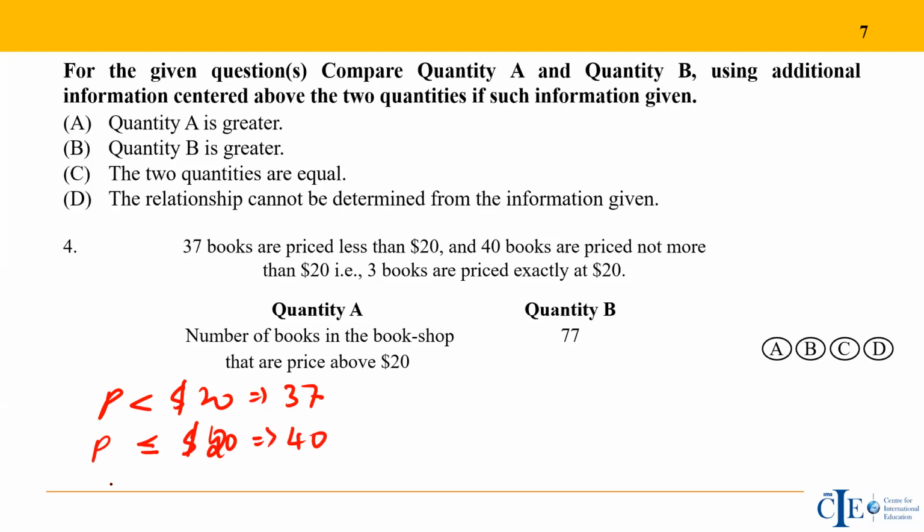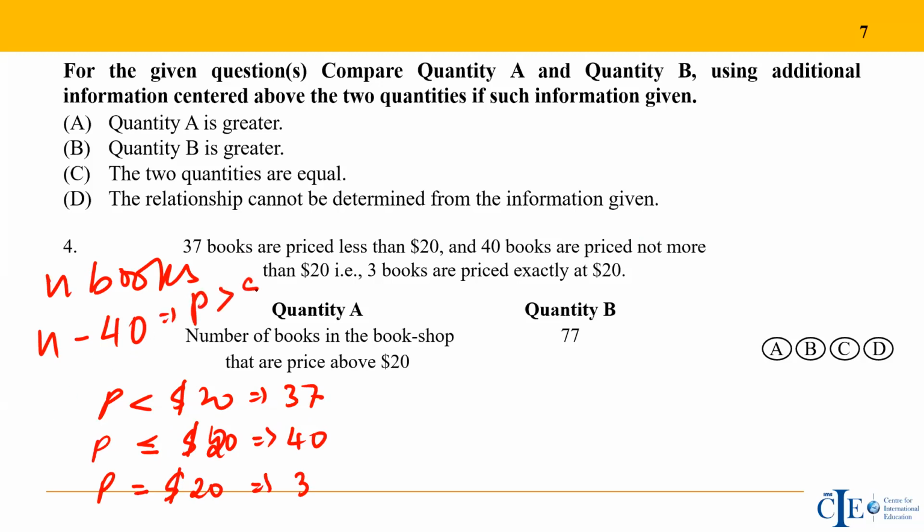Now from this we can conclude that the number of books which are priced exactly at $20, that are 3, right? So we know that if there were n books in the shop, then the remaining n minus 40, they all have a price which is greater than $20.